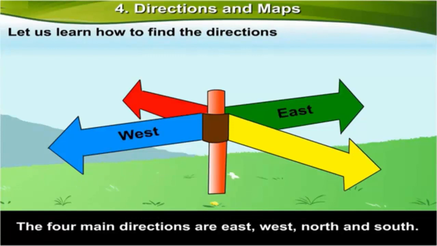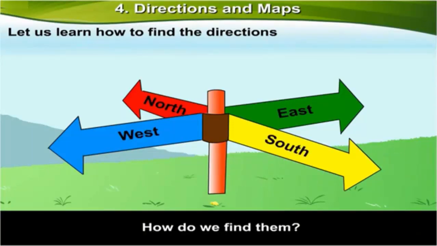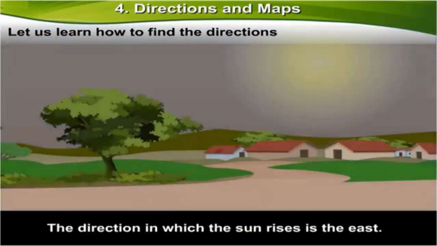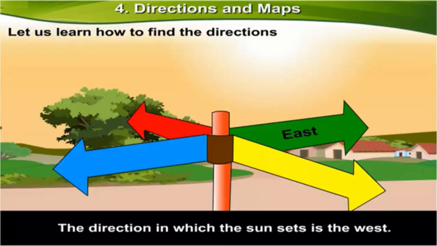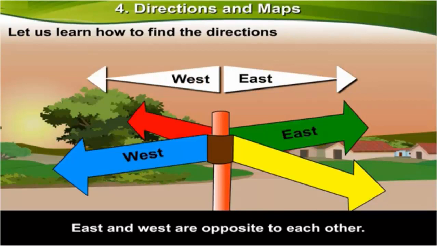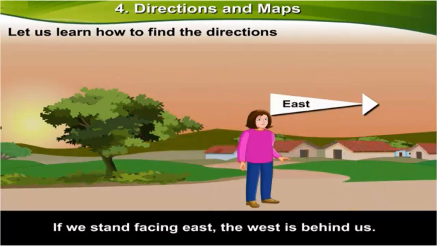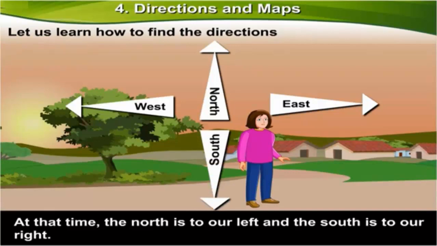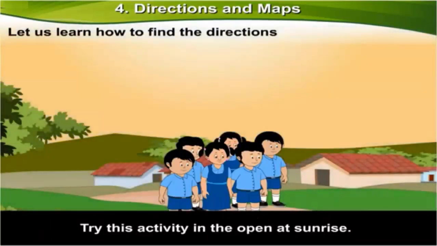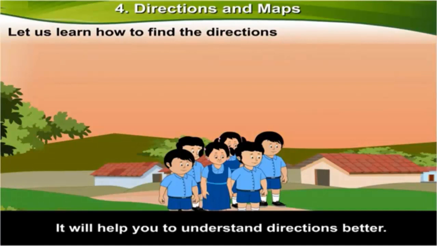The 4 main directions are east, west, north and south. How do we find them? Let us see now. The direction in which the sun rises is the east. The direction in which the sun sets is the west. East and west are opposite to each other. If we stand facing east, the west is behind us. At that time, the north is to our left and the south is to our right. Let us try this activity in the open at sunrise. It will help you to understand directions better.